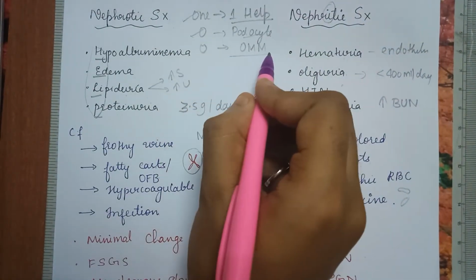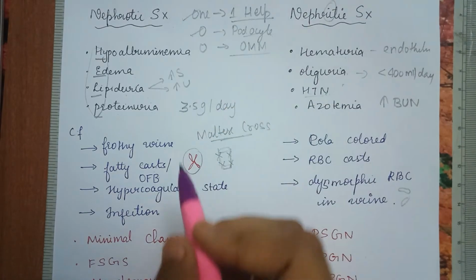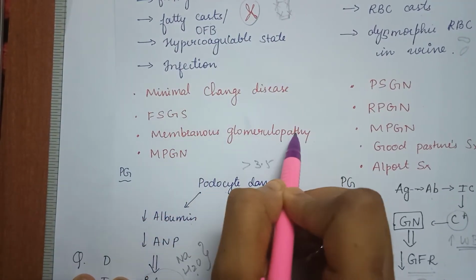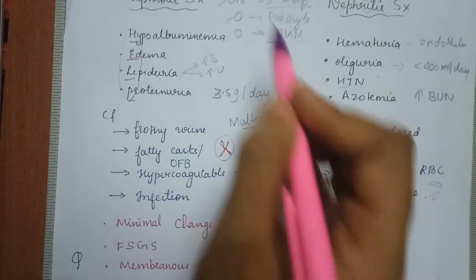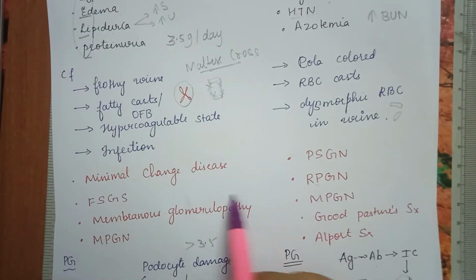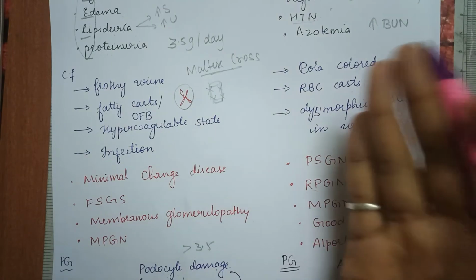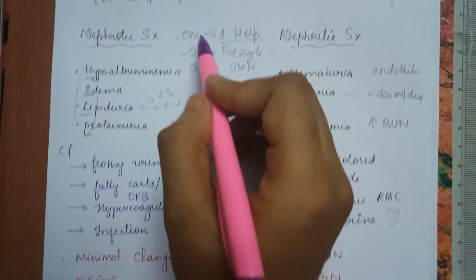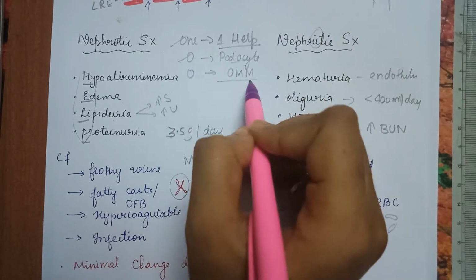Now what is this OM? Just remember M, anything which starts with M. Here you can see minimal change disease, membranous glomerulopathy. All these things come under nephrotic, because sometimes even this is confusing. So the rest all falls under this. The one which starts with M comes here. Once again revising: one HELP, podocyte and OM.